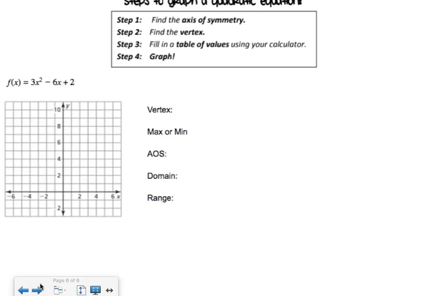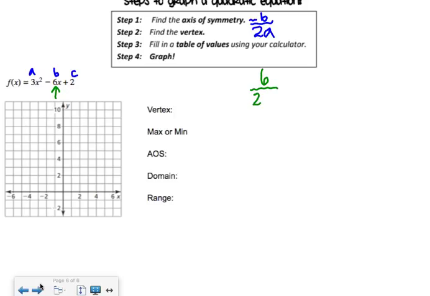So again, step 1 is to find the axis of symmetry. How do we do that? By doing negative b over 2a. So I'm looking at my equation over here, and here's my a value, there's my b value, and here's my c. If I plug in negative b, negative just means the opposite. So if I already have a negative 6 right here, what's the opposite of a negative 6? Well, that would be a positive 6.